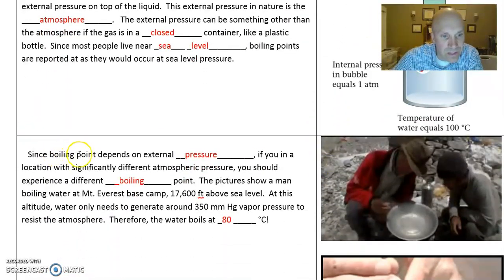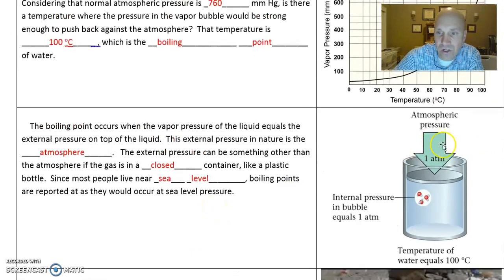So here's the thing. Since the boiling point depends on the external pressure, if you were in a location that had significantly less atmospheric pressure, you'd experience a different boiling point. What this picture shows is the base camp at Mount Everest, which is about 17,600 feet above sea level. At this point, the Earth's atmospheric pressure isn't 1 atmosphere. It's a lot less than that.